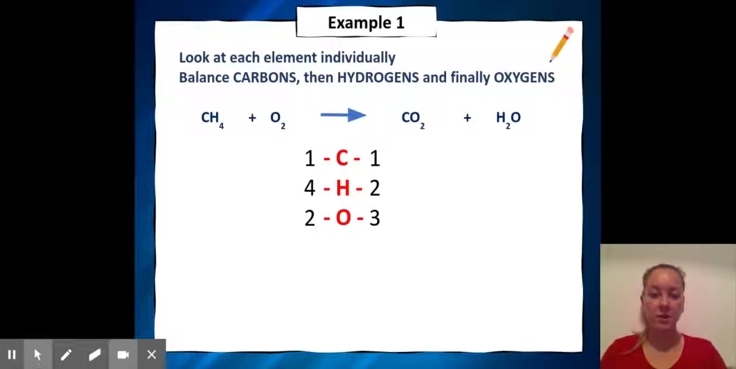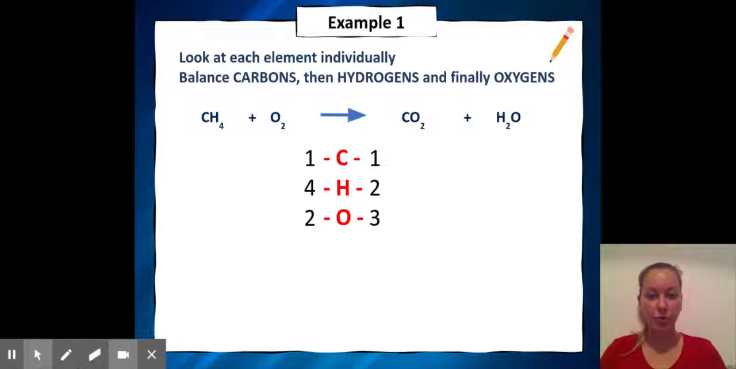Carbons on the left, we have 1 carbon on the left. Hydrogens on the left, we have 4. And oxygens on the left, we have 2. That's where those numbers come from. We have 1 C, 4 H's, and 2 O's on the left. How many do we have on the right? We have 1 C, 2 H's, and 3 O's on the right-hand side.